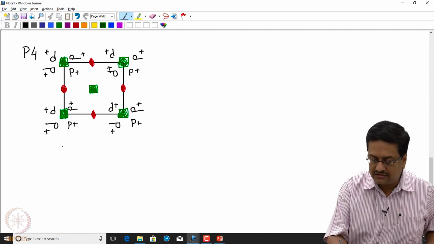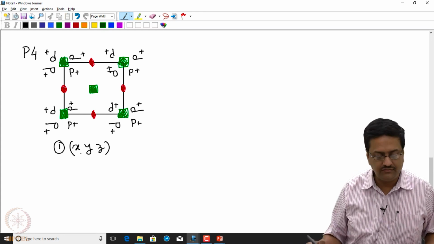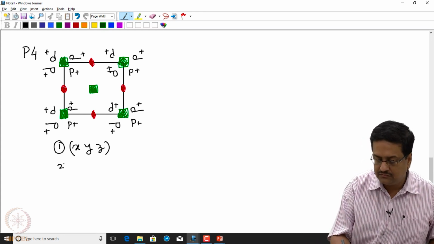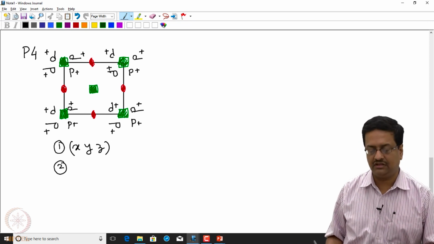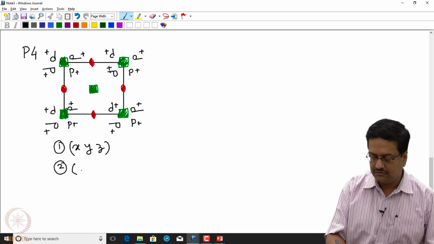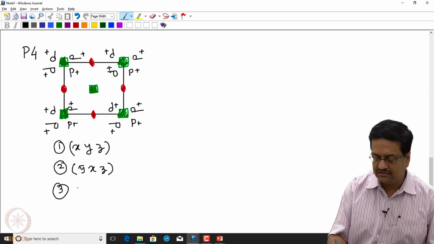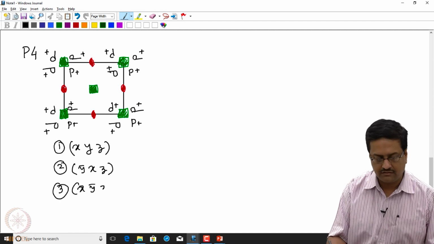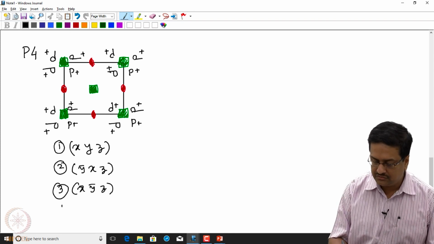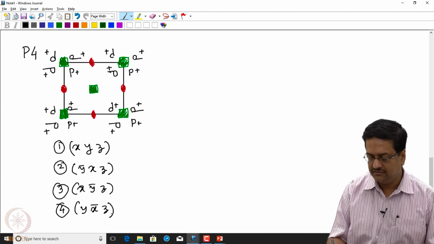The equivalent points are very interesting here. We have x, y, z to start with. The point number 2 is a 90-degree rotation about the z, which makes it y bar x z. Another 90-degree rotation makes it x bar y bar z, and the fourth operation makes it y x bar z.